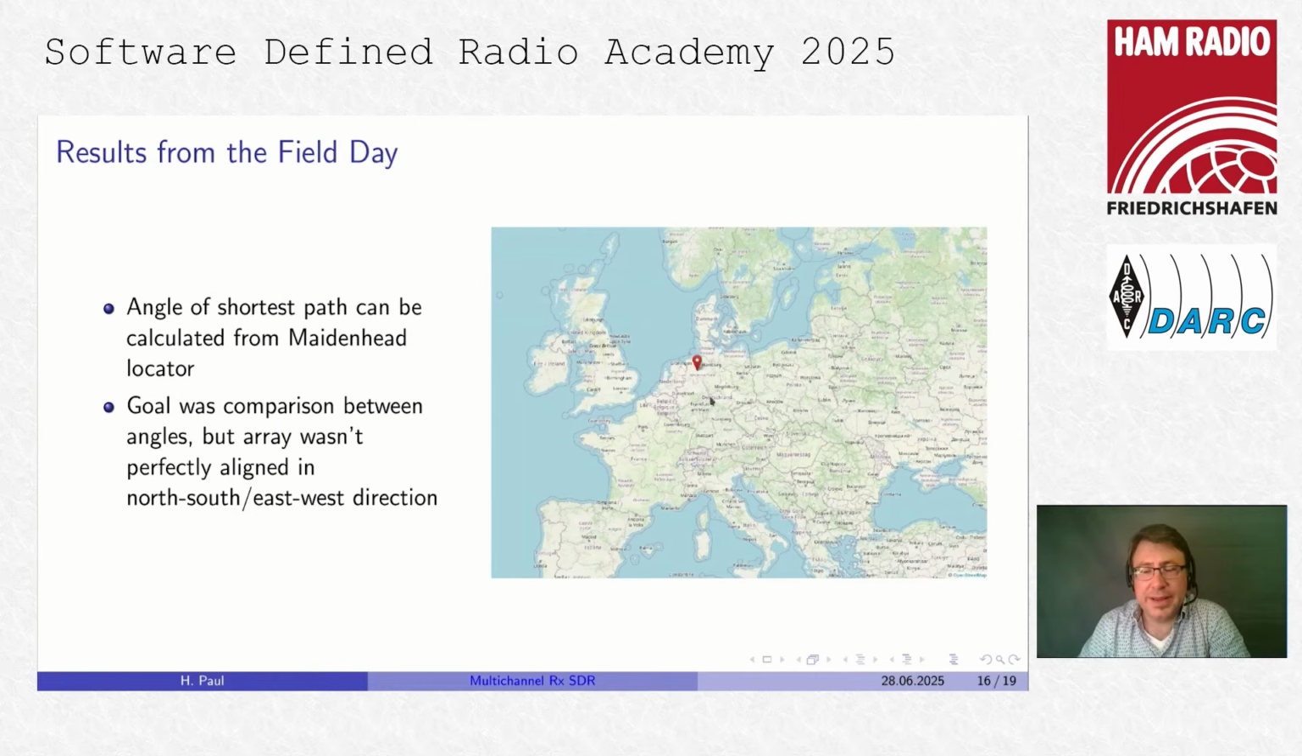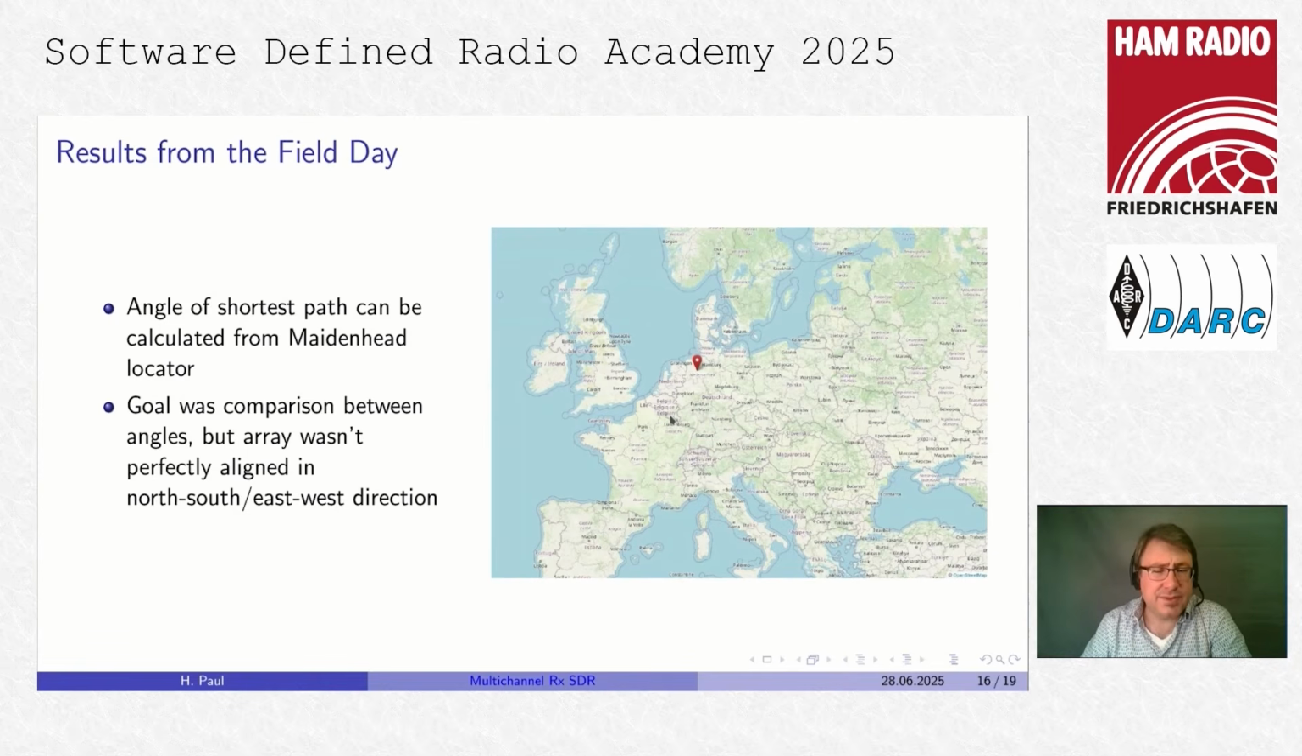Okay, now let's apply this theory to the received signals from our field day. I wanted to compare the estimated directions to the true directions. So what I did is I found some code from a colleague of mine, a fellow OM from our club. He already wrote some Python code to calculate the angle of arrival, or say the angle between two arbitrary Maidenhead locators. And this is what I used to calculate the expected angle from where the plane wave is expected to be received.